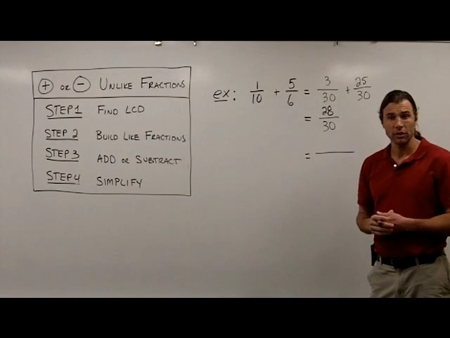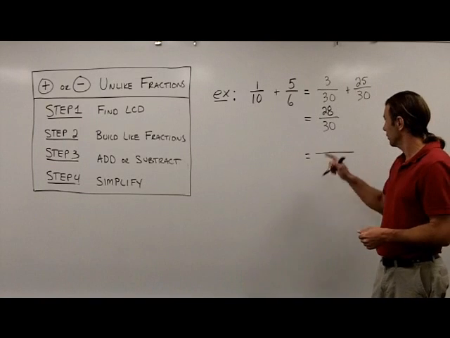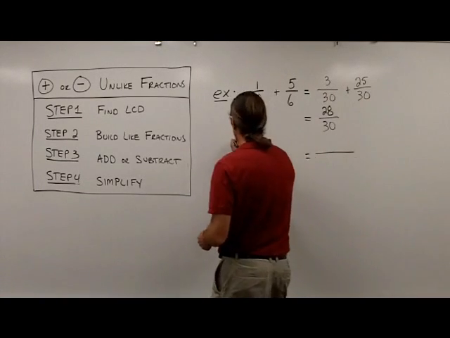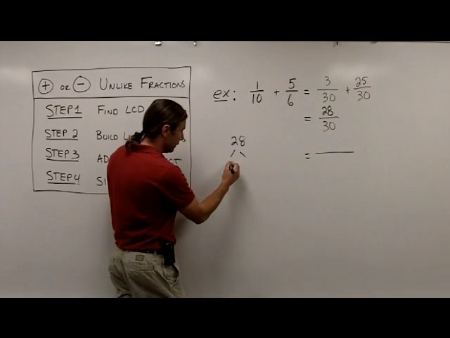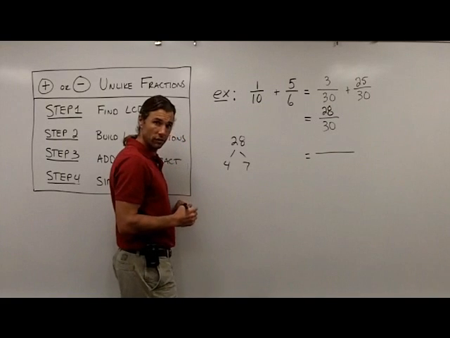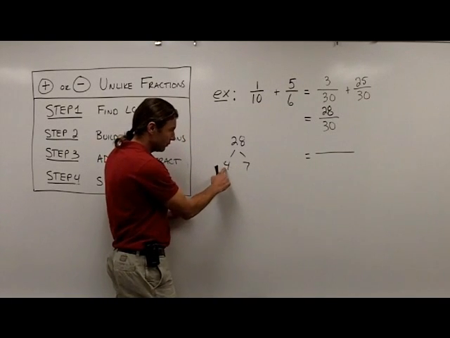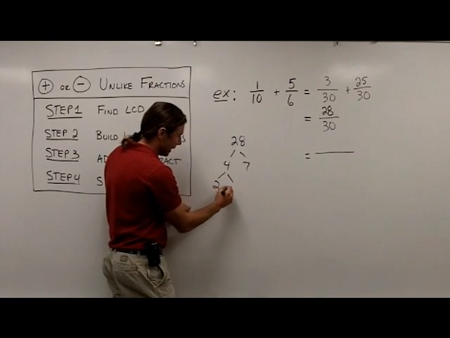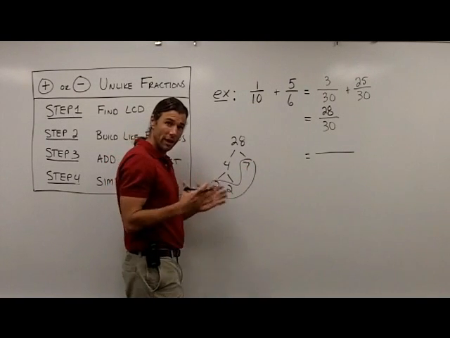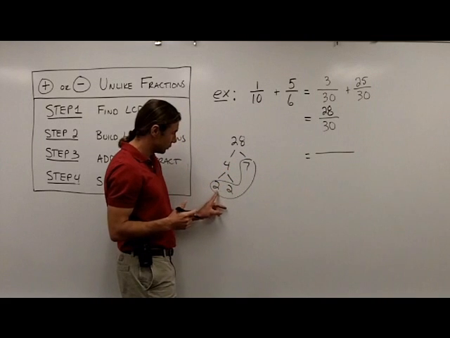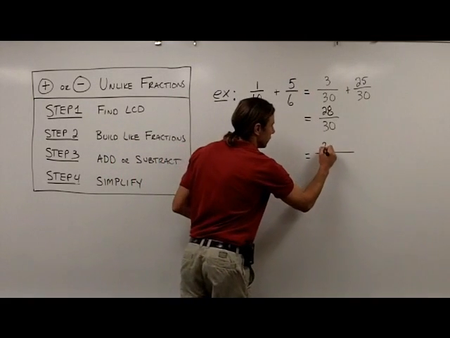To simplify my answer, I'm just going to factor both the numerator and denominator. If I start with 28, I'm thinking 4 times 7 would be a great place to start. The 7 is prime, but the 4 is not. So I go ahead and factor that again. So when I factor 28, the prime factorization is 2 times 2 times 7.